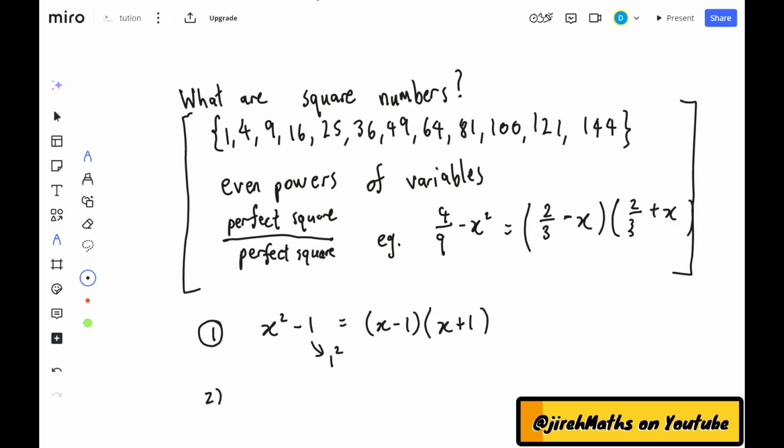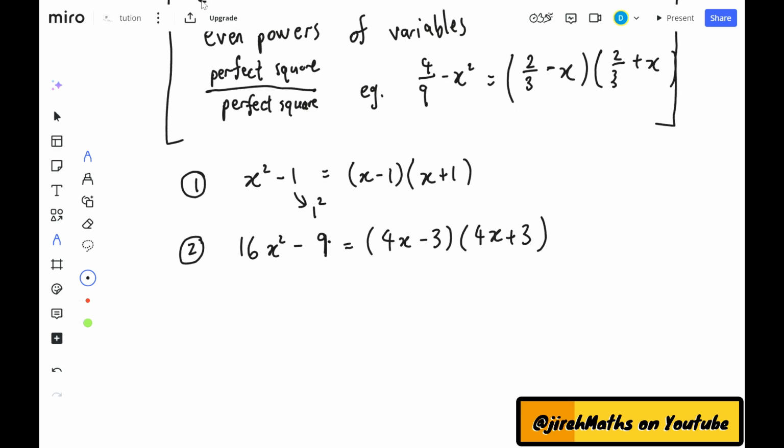The second way it can be tested is if you're given coefficients in front of the variables, for example 16x squared minus 4. Let's not use 4, let's use 9 actually. 16x squared minus 9. The square root of 16 is 4, so it becomes 4x minus 3, 4x plus 3.